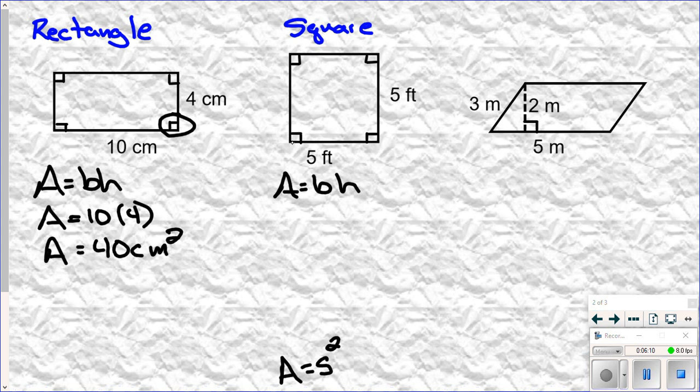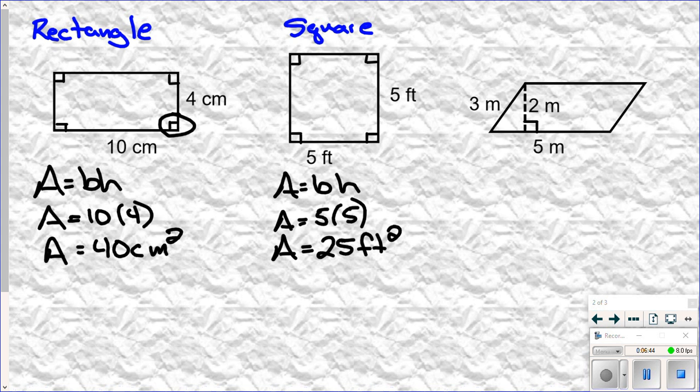So since in a square all the sides are the same length, if you just take one side and multiply it times itself, you'll get the area, because B and H are actually the same values. I just wanted to let you know that if you look it up, you're going to find a different formula. That formula is not on our state reference sheet, so I just used this one. And so the area is 5 times 5, or 25 square feet.